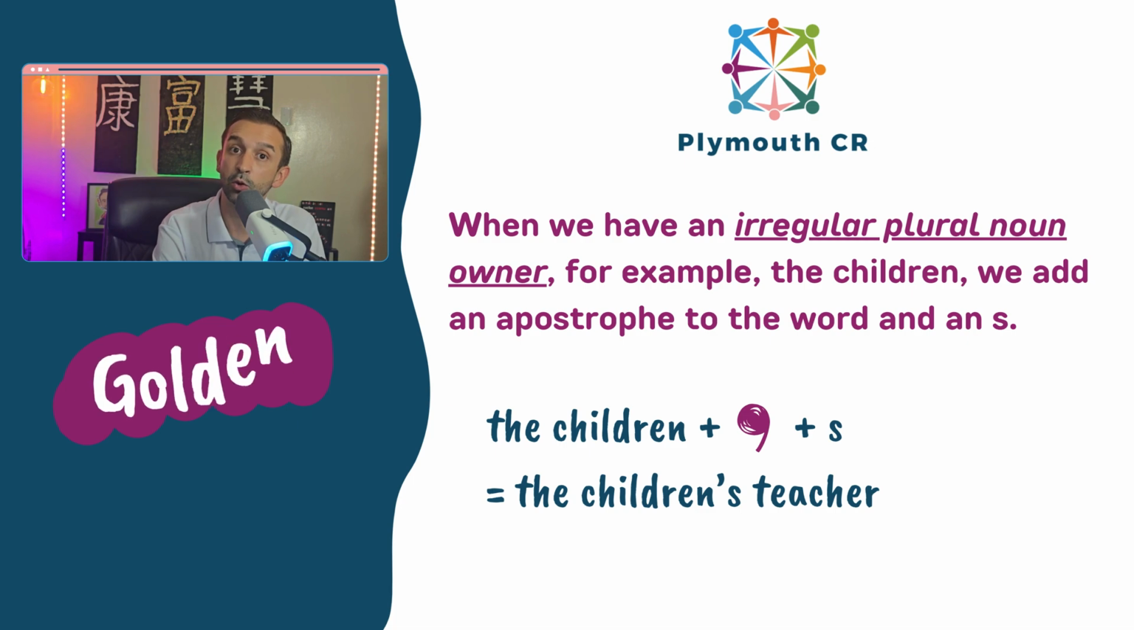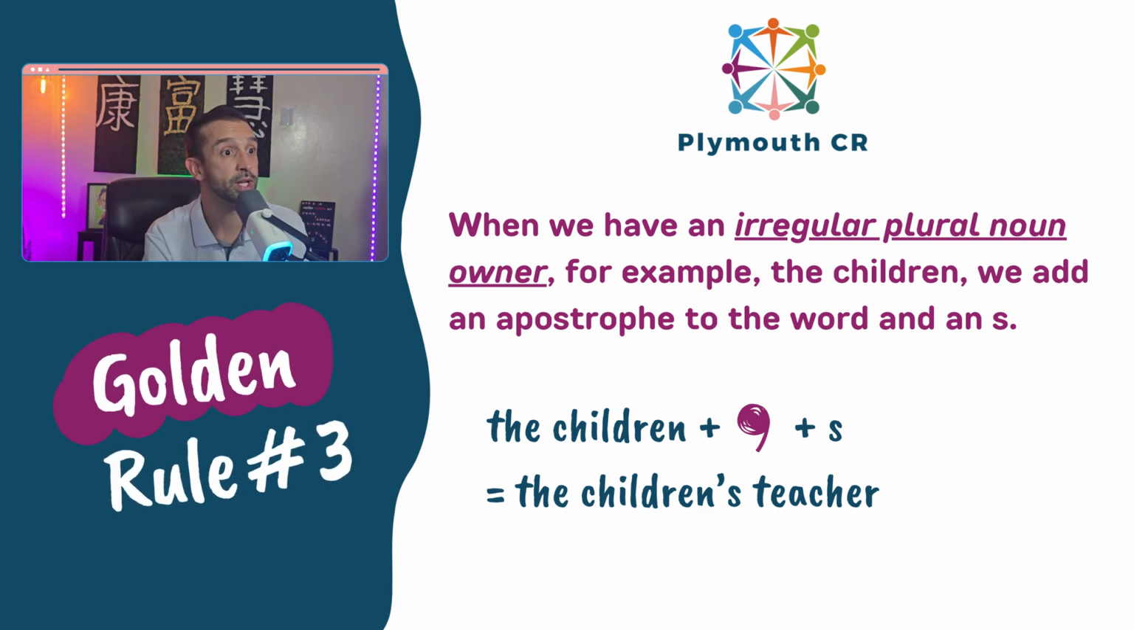That's it. Now the golden rule number 3 says when we have an irregular plural noun owner, for example, the children, we add an apostrophe to the word and then the S. Okay, in the previous one was the regular plural nouns that we add an S, but sometimes we have plural nouns that are irregular, like the word children, which means many, not only one. So in this case, we do need to add the apostrophe and the S. So we say the children's teacher, okay? In this case, we do it.